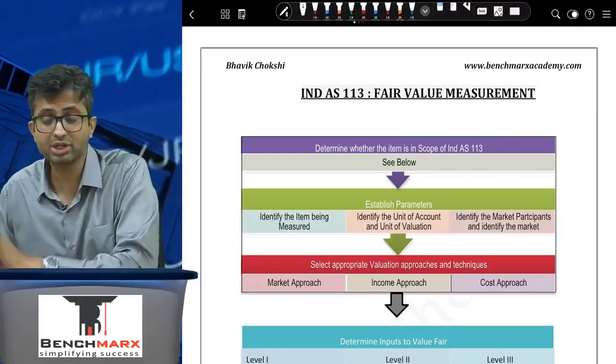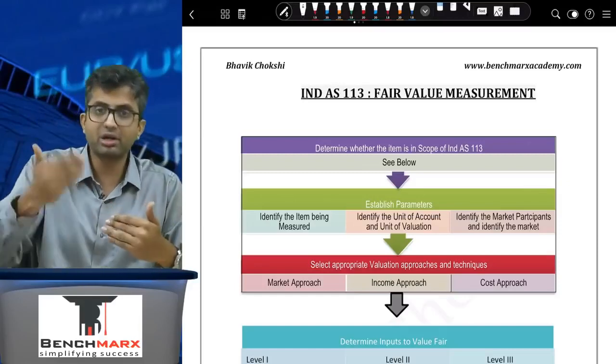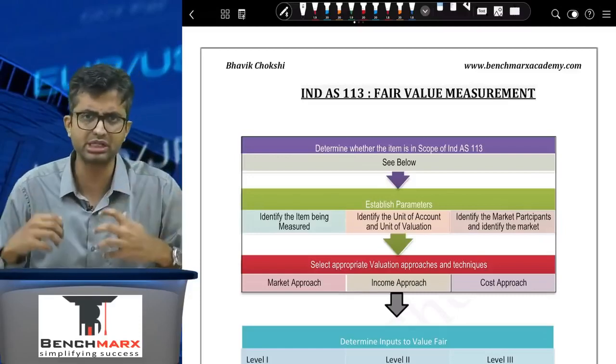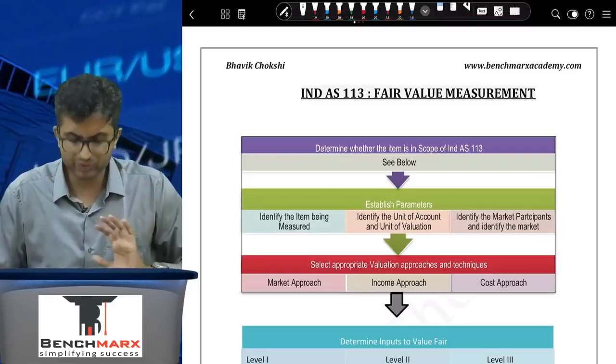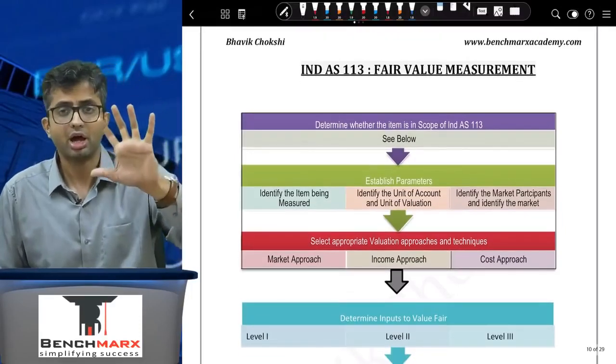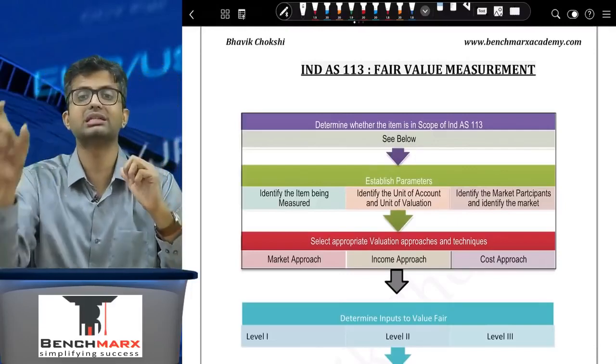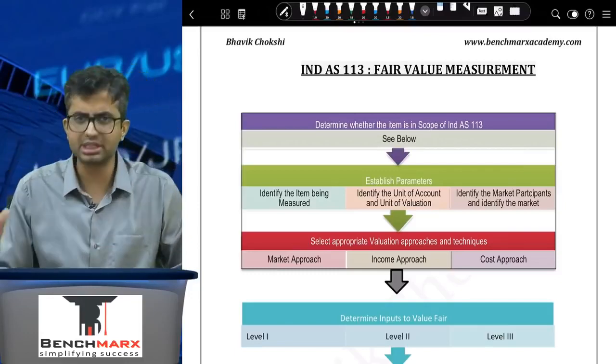Will we subtract transaction cost over here? No, you will not. If a transaction cost is also subtracted, it becomes fair value less cost to sell, or NRV, loosely speaking. In which case, this is how you determine fair values. Now, if it is a non-financial item which has multiple uses, then you select the highest and the best use. You don't need to exhaust each and every use.